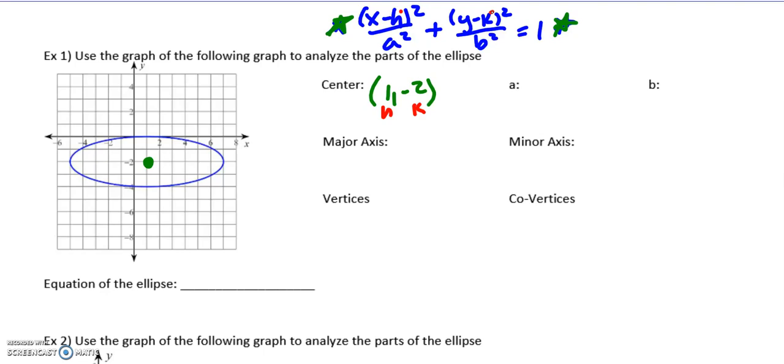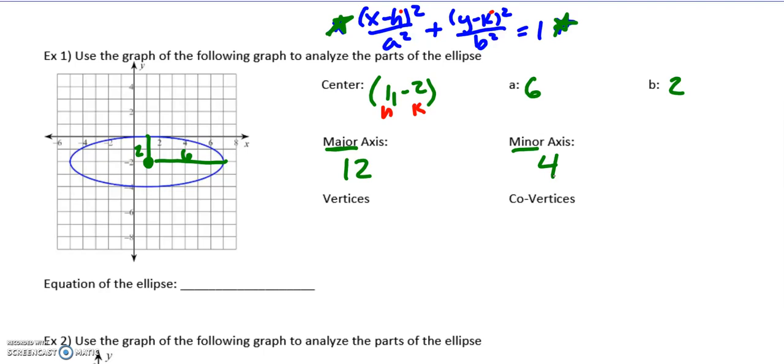My a and my b are not going to be that difficult. A is the distance from the center to the outside in the x direction, so a is that distance right there, which is 6, and b is the distance out, which here is going to be 2. A is in the x direction, b is in the y direction. Then my major axis, remember major means longest. My longest axis is 12 because it goes the whole way across, and minor means shortest. My minor axis is 4.